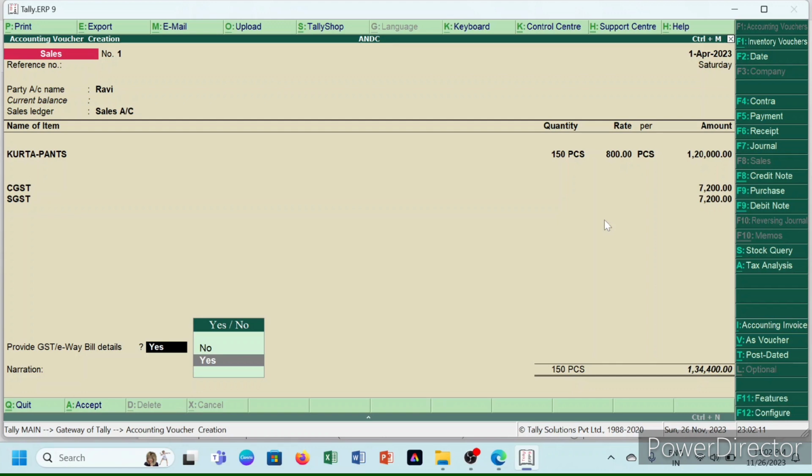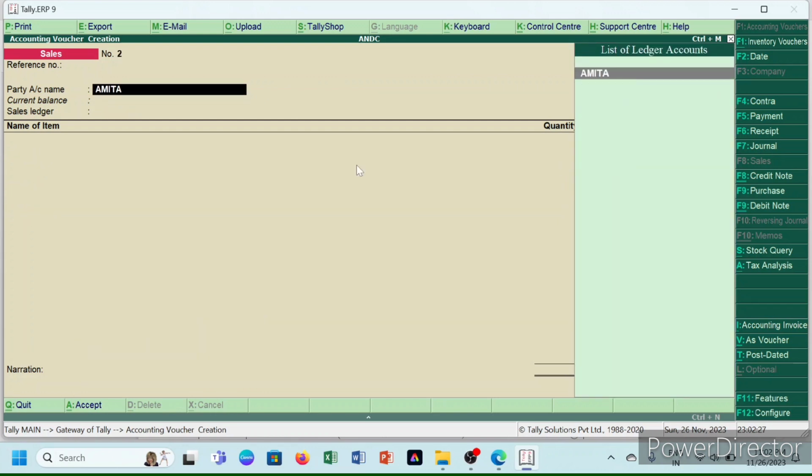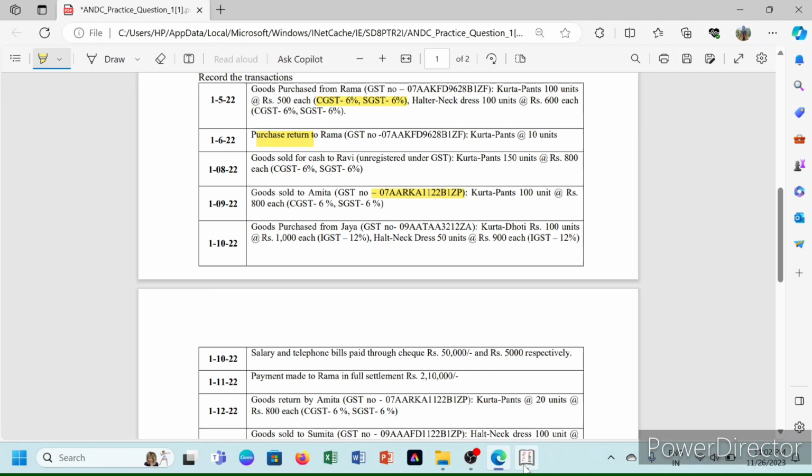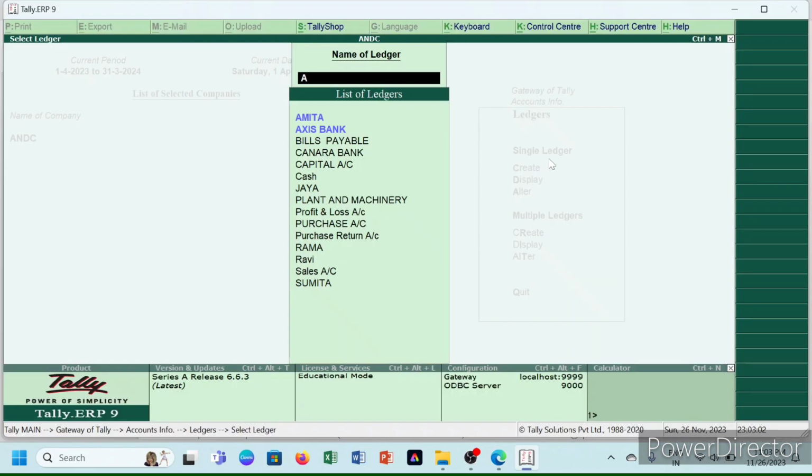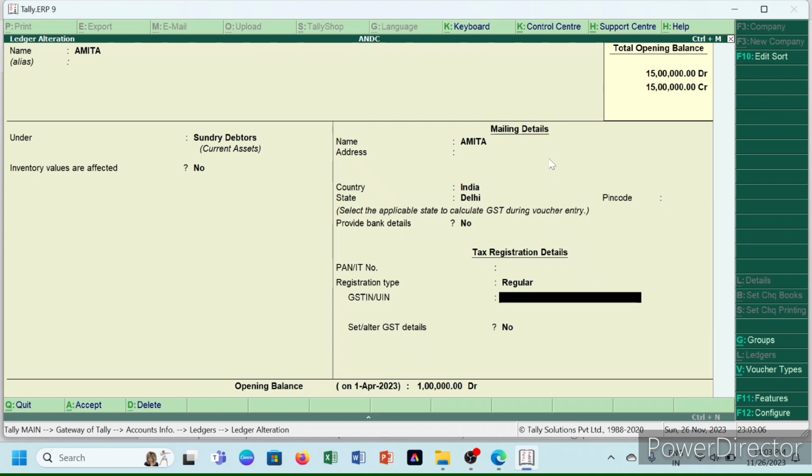Goods sold to Amita. Amita, sales account, kurta pants. First we have to alter account Amita, since it is given a GST UIN number and earlier we have not mentioned it. So we have to put the GST UIN number. Let's alter, press A, Amita account. In Amita account you have to just put the GST UIN number. ARK A1122 B1ZP.